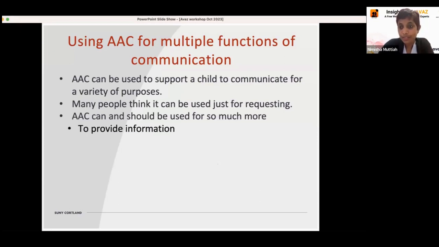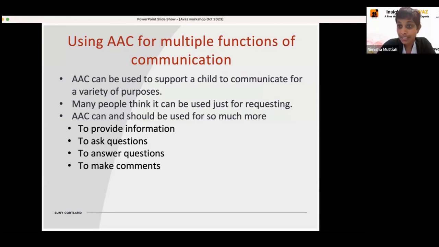One, to provide information, where the child is giving information about themselves. To ask questions. I have a 3.5-year-old and she's constantly asking questions. So think about a child who uses AAC, who probably has all those questions in their mind, but just no way of asking them. To answer questions, again a very important function of communication. To make comments like, wow, I like that, or that's beautiful, or I don't like that. To express their feelings, and most importantly, for fun and for play.